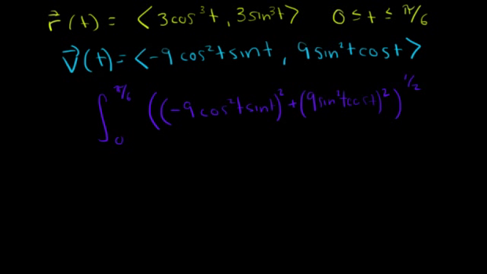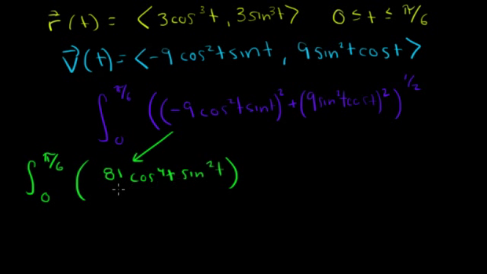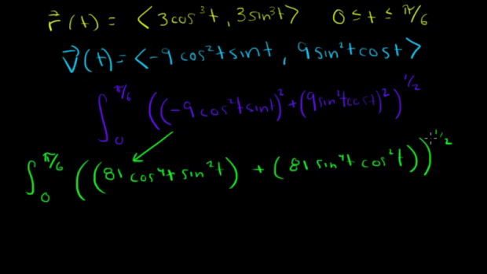Okay, so what we're going to do now is write it over here and expand and simplify this a little bit. When you square this, you get 81 cosine to the 4th t times sine squared of t, and then 81 sine to the 4th t cosine squared of t, and then that's to the 1/2.